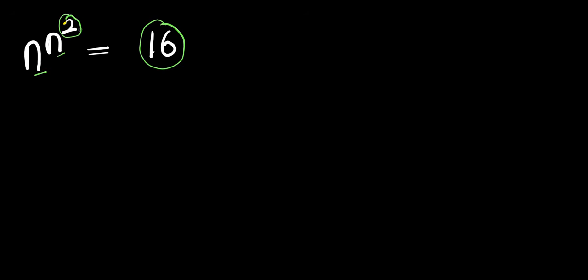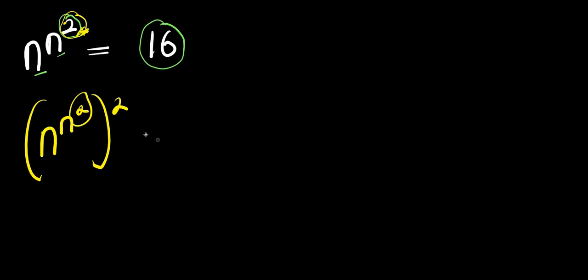Whenever you have an exponent like this at the end of a cascaded exponential problem, you can raise each part of the equation to the power of that exponent. So you have n to the power of n to the power of 2, and you raise this to the power of 2 because you have 2 here. And you do the same thing here by raising 16 to the power of 2.